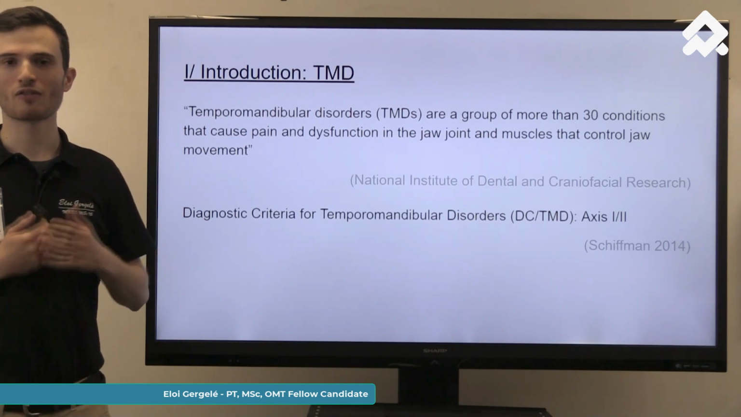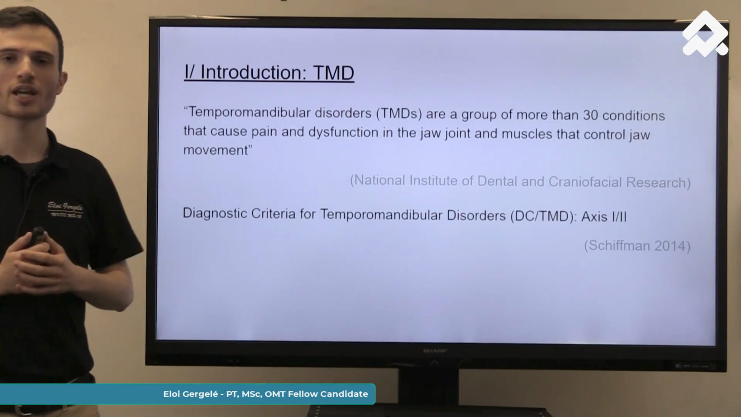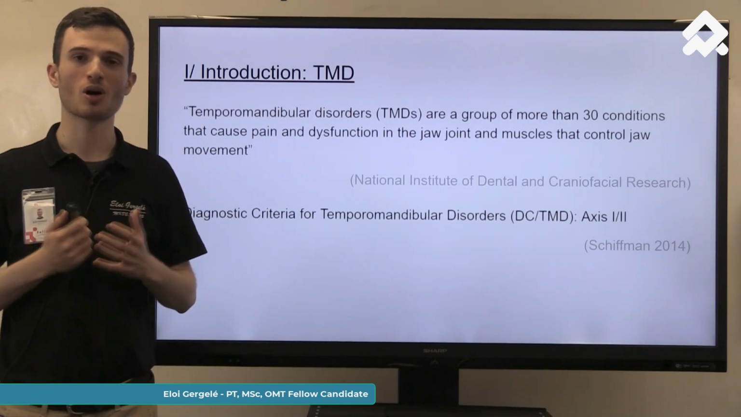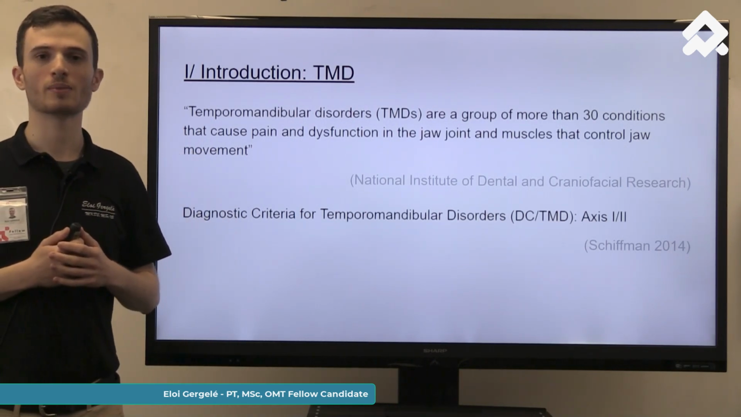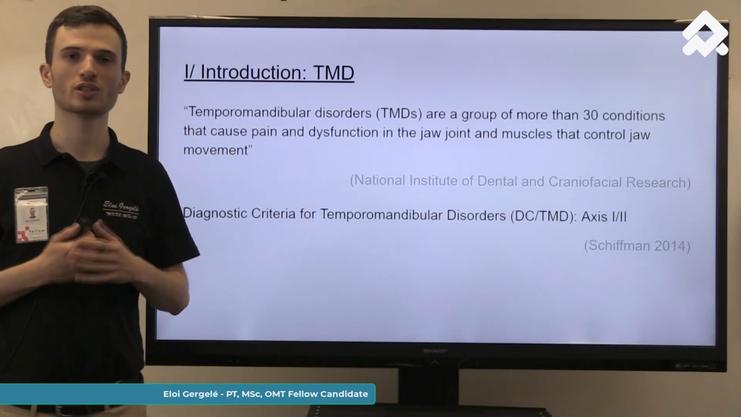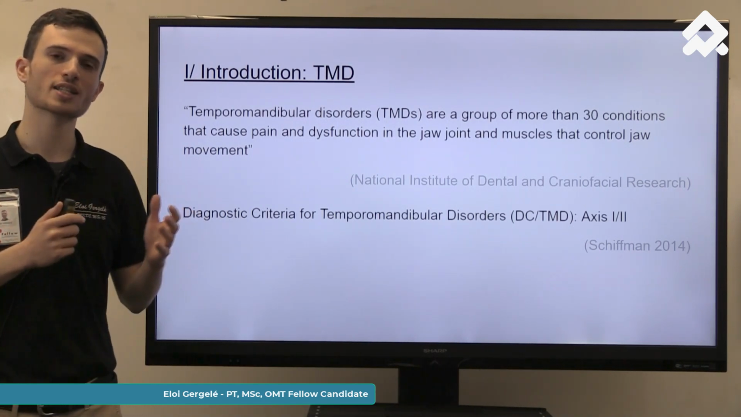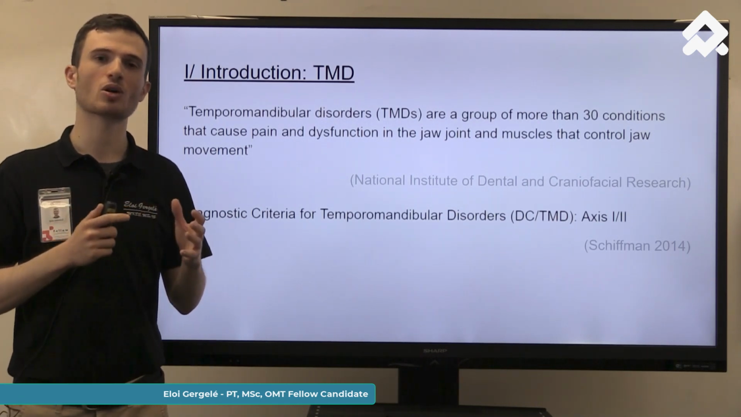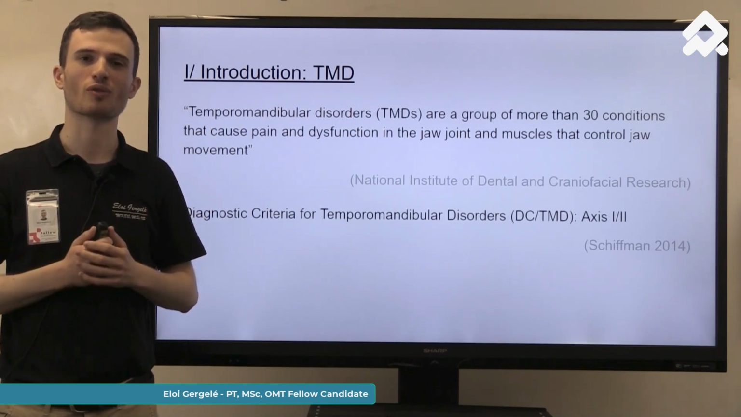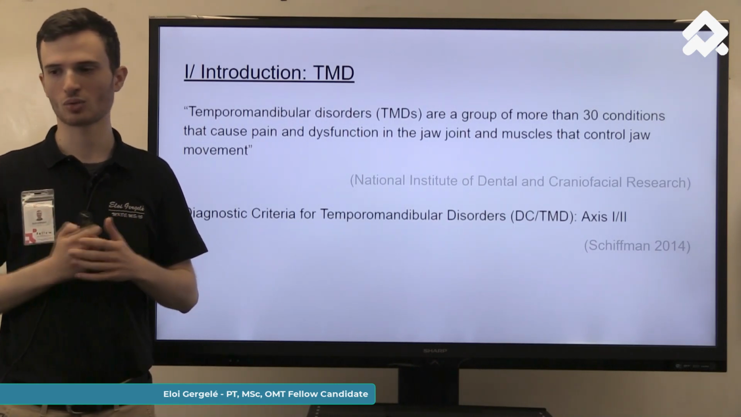And thankfully, in 2014, the diagnosis criteria for temporomandibular disorders were published. They did a fantastic job on describing how to assess patients with that kind of disorders and how to diagnose them. These criteria are presented in 2 axes. The first axis is the biomedical part, and the second axis is everything around it, like the function, the psychosocial status, and everything. We're going to see that later.